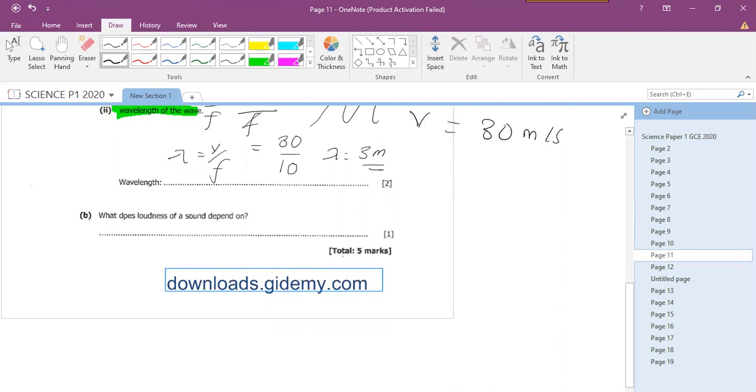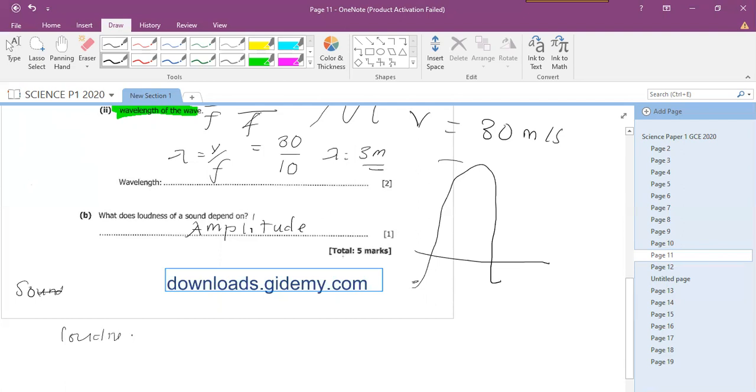So here we're saying, what does loudness of sound depend on? So the loudness of sound depends on the amplitude of the wave, which is the maximum displacement of the wave from its starting position. So this is the amplitude. If we have a sound wave like that, the higher the amplitude, the higher the sound of the wave. But just in case, you have to know two things. So the loudness depends on the amplitude.